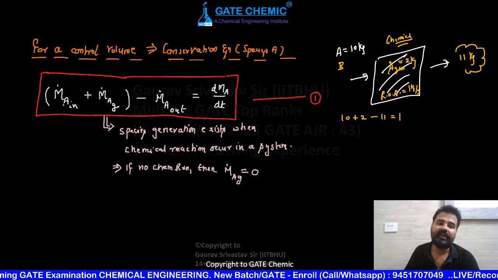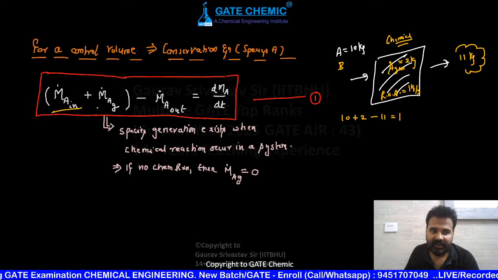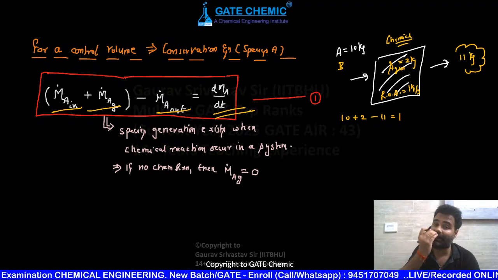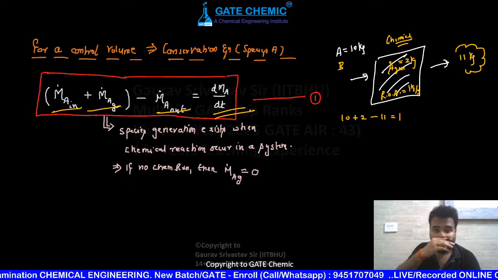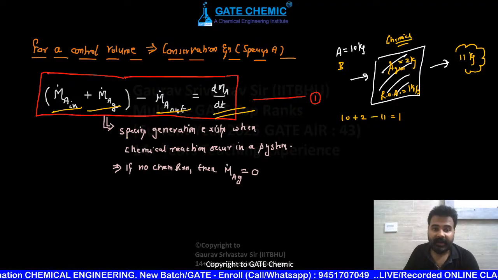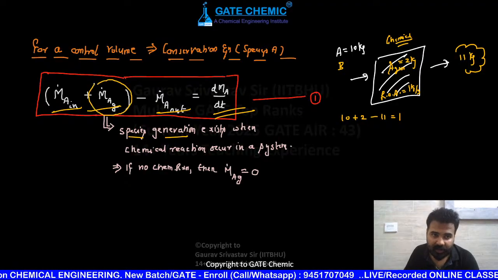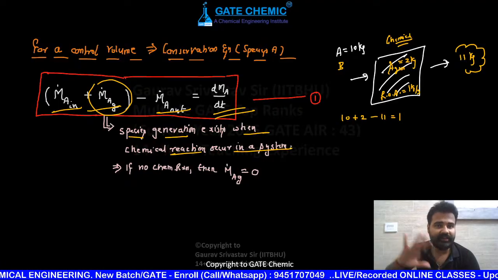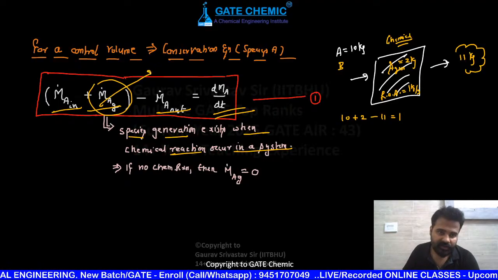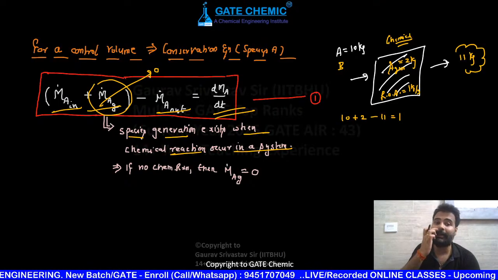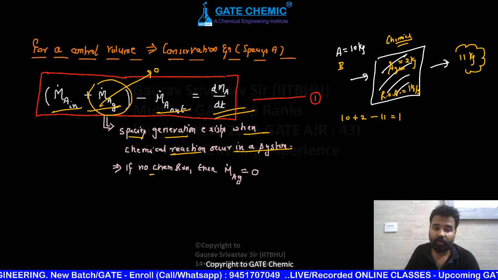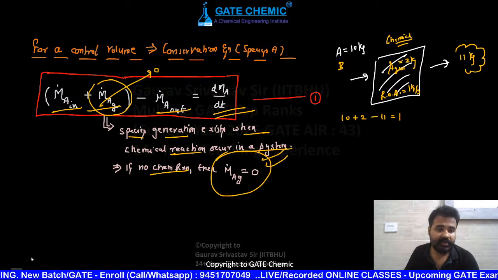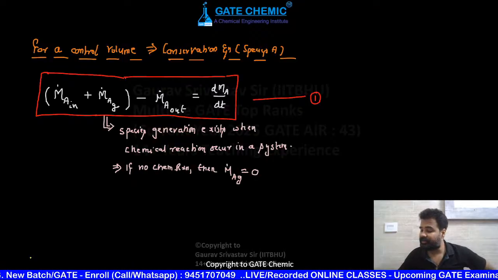See this equation: in plus generation minus out equals rate of accumulation within that control volume. Okay, and species generation, this term is only and only applicable when a chemical reaction is there. If no chemical reaction is there in that system, then generation is 0. Tell me beta, is this equation clear to all of you? Can we proceed? Just write CC.